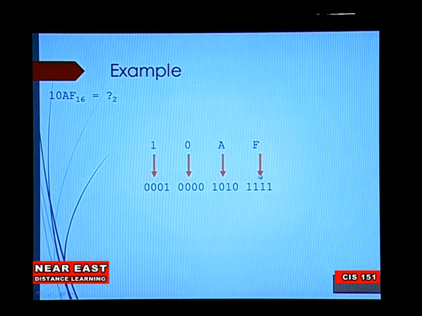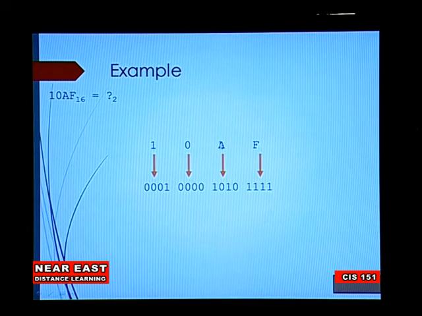Now we will write how we convert it. We write the place values 1, 2, 4, and 8, again 1, 2, 4, 8, etc. So we have F, which is equal to 15. F is 1, 2, 4, and 8: 8 plus 4 plus 2 plus 1 equals 15.